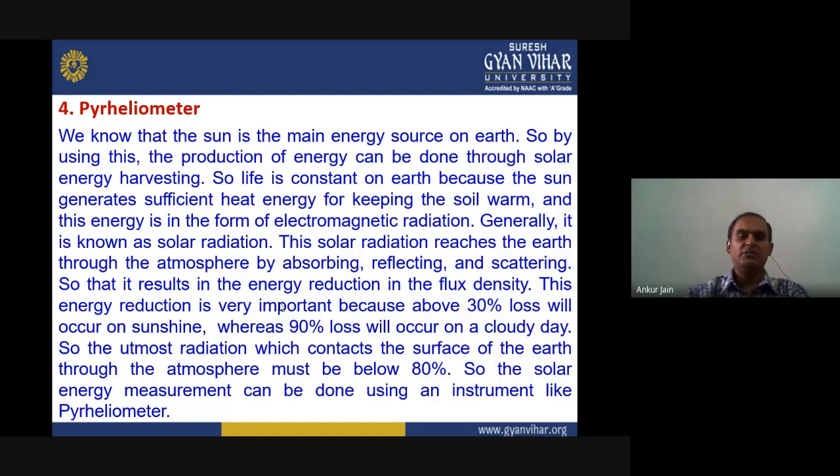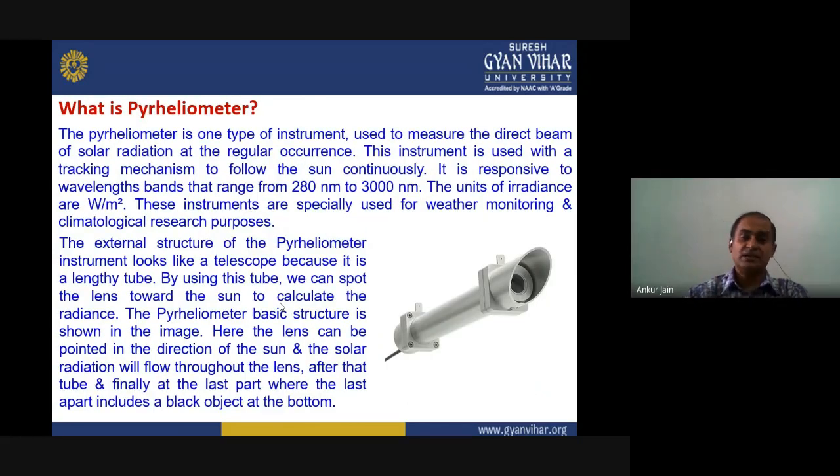and that can be done by instruments like the pyrheliometer. Now we will see what the pyrheliometer is. The pyrheliometer is a type of instrument which is used to measure the direct beam of sunlight or solar radiation. Right now, if you see, the structure is very similar to a telescope. Actually, this instrument works on the tracking phenomenon. It can move according to the sun. It can follow the sun continuously.